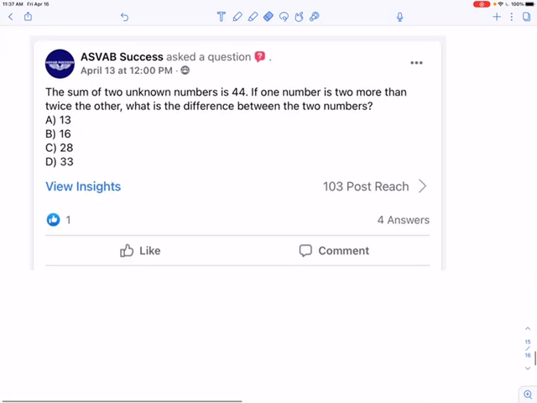Next question says, the sum of two numbers is 44. If one number is 2 more than twice the other, what is the difference between the two numbers? If you're noticing a pattern this whole month, I've been putting algebra word problem questions for you guys because I want you to get exposed to them and get good at them.